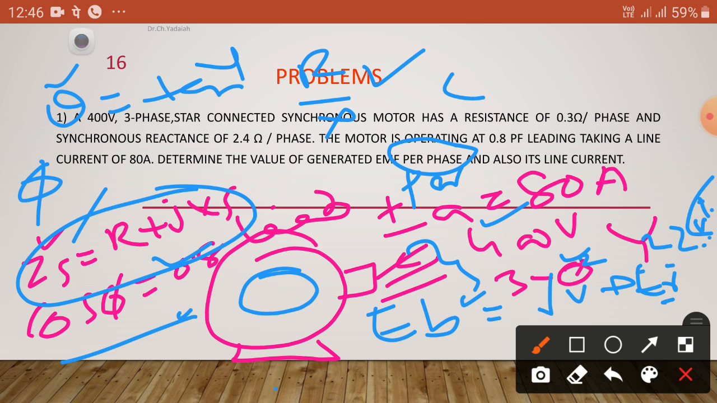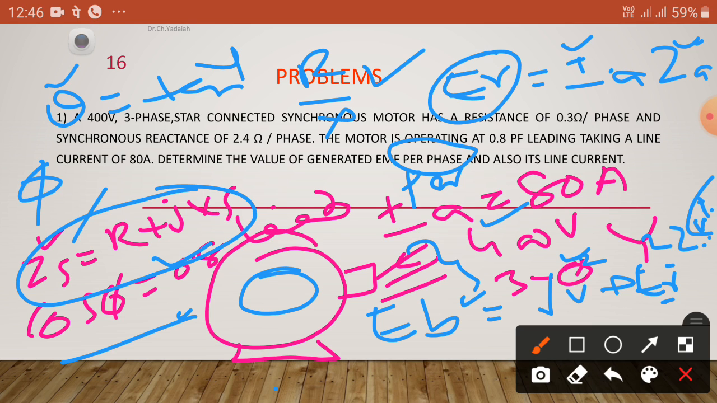So these terms we know, and V is already given, and Er we are going to calculate. Er, the resultant voltage, is equal to Ia into Za. Ia, the armature current, is given, and Za we know. Substituting the armature current and impedance value, we get Er. Once we get Er, with the applied voltage V given, by substituting all values we get Eb, the required value. So remember this.